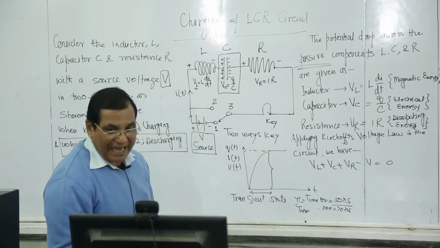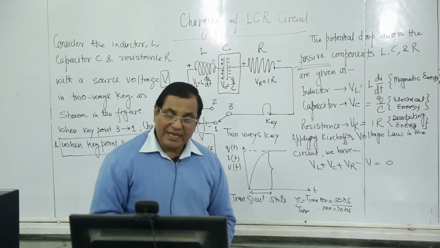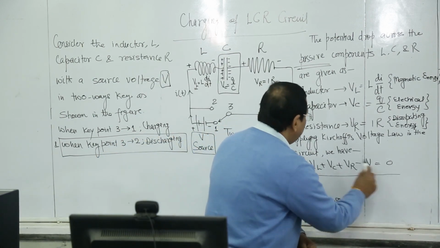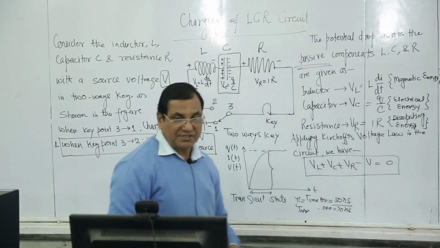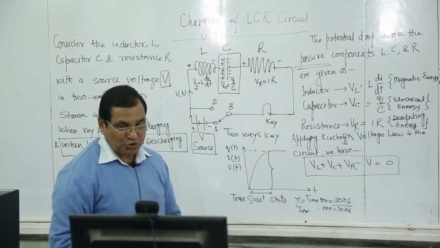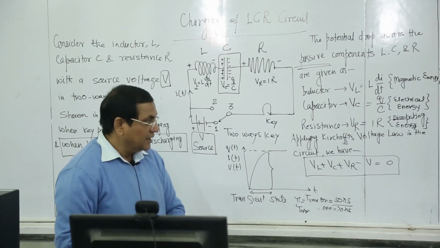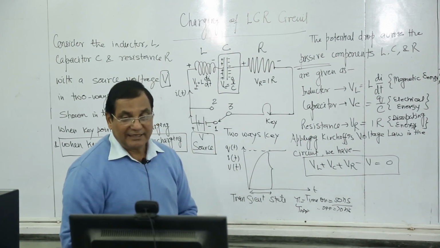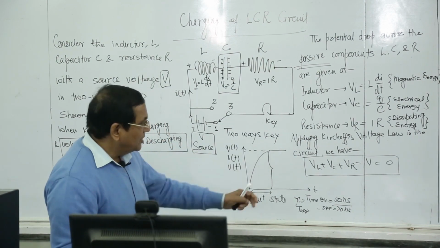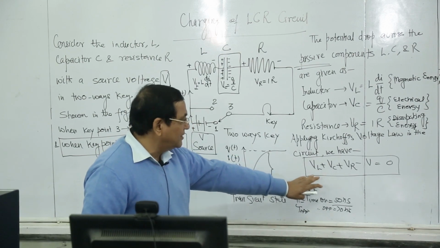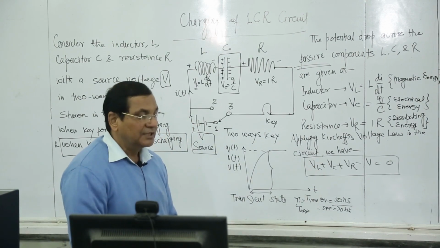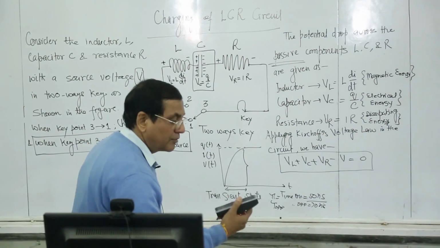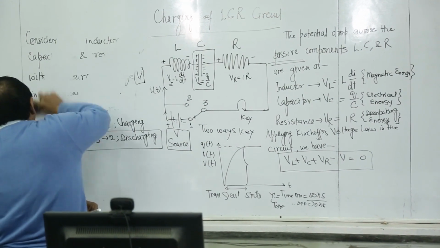So what we have to do is generate a differential equation, and for this differential equation we use the potential equation which is obtained on the basis of Kirchhoff's Voltage Law. By substituting the different values in the Kirchhoff Voltage Law, we have an expression something like this.